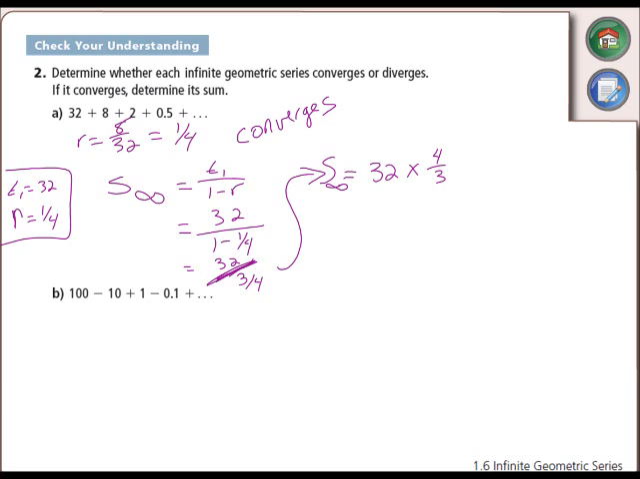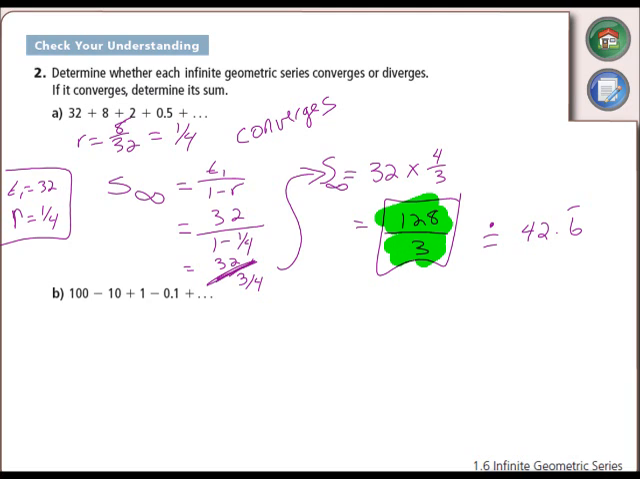Now we want to divide before multiplying. Go 32 divided by 3. That doesn't divide evenly, so we're just going to keep it as something over 3. Go 32 times 4 now. That's 128. We're going to get 128 over 3, which is approximately equal to, in decimal form, 42.6 repeating. I prefer you keep it in fraction form here. Don't go to decimal unless I ask for decimal.